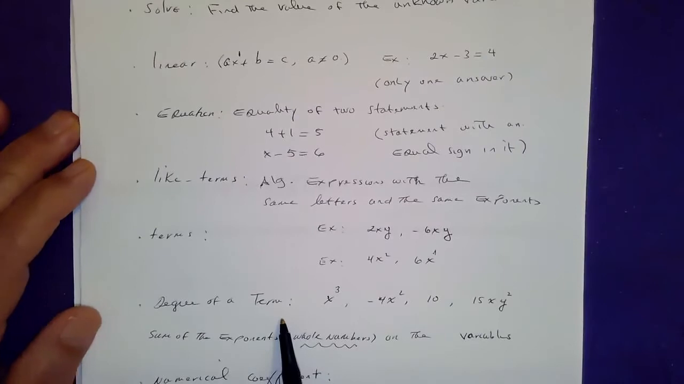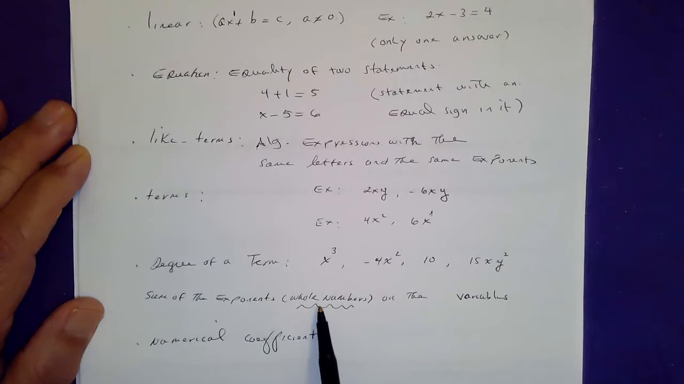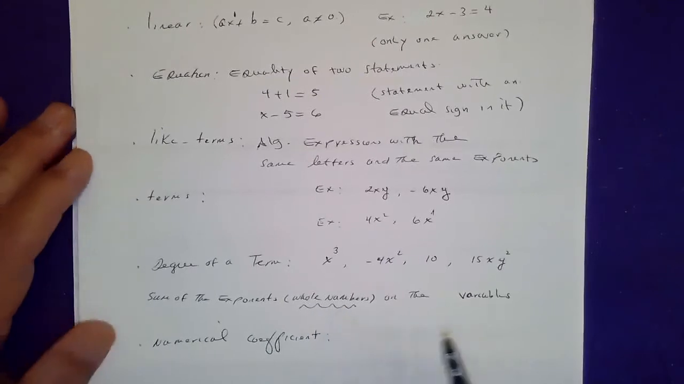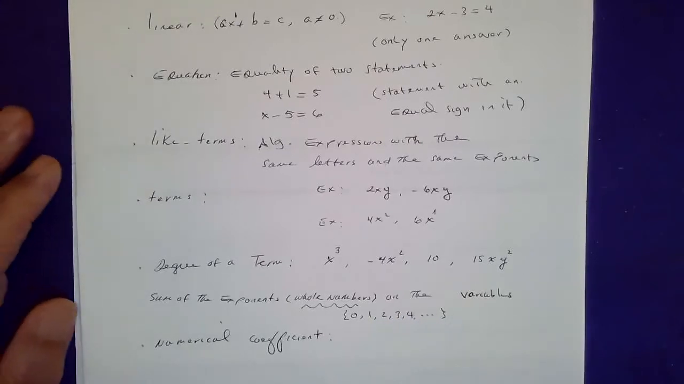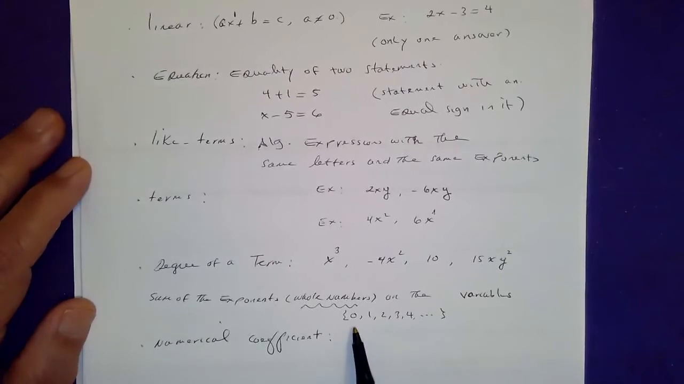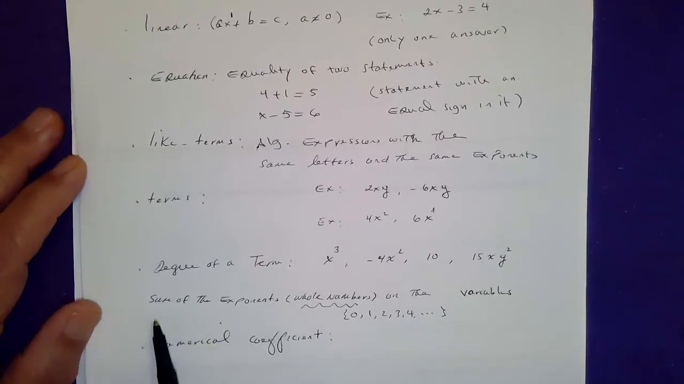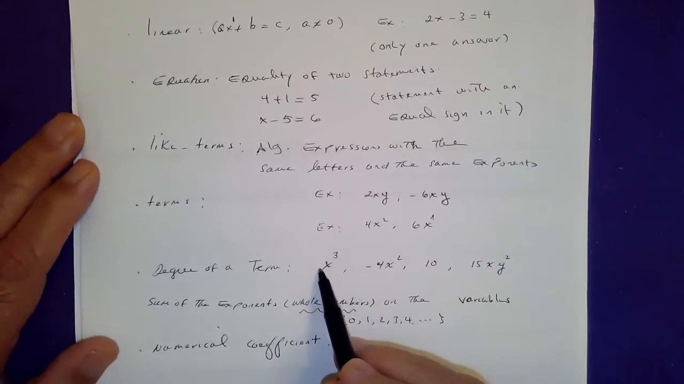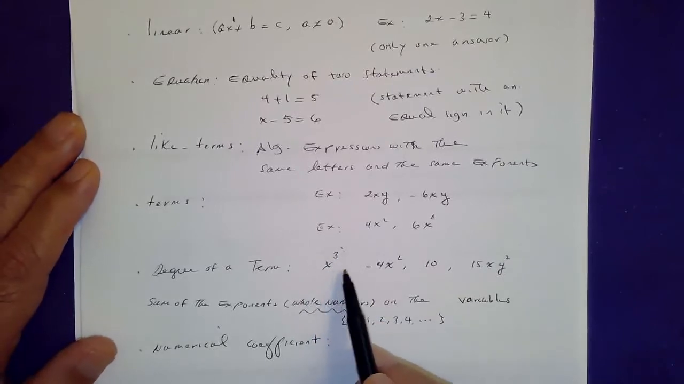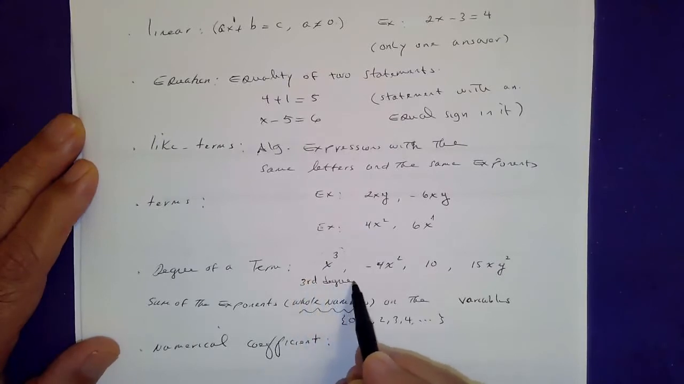What is the degree of a term? The degree of a term is the sum of the exponents, provided the exponents are whole numbers. Remember what whole numbers are: 0, 1, 2, 3, 4, and so on. Meaning the counting numbers, including 0, those are called whole numbers. So it's the addition of the powers. For instance, this one has only one variable, so I would say this is a 3rd degree.